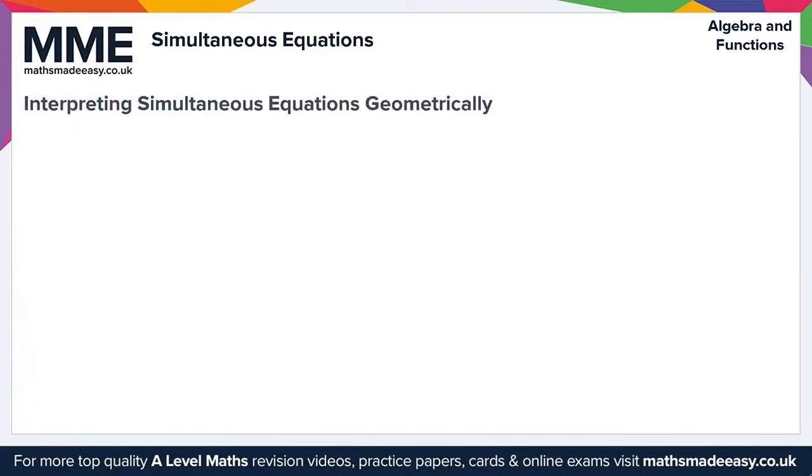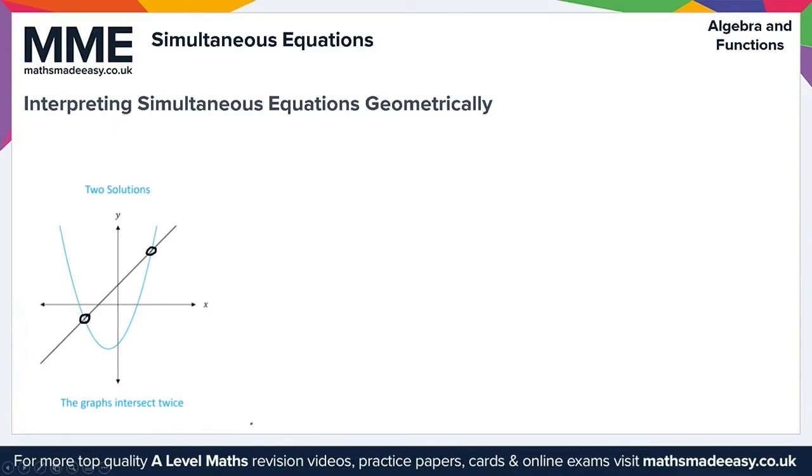And finally, we also need to be able to interpret simultaneous equations geometrically. So what do we mean by interpreting simultaneous equations geometrically? Well, for example, if we obtain two solutions once we've solved our simultaneous equation here, what that means is that the graphs intersect twice here. Okay, and like you can see, it intersects at this point here, and it intersects at this point here. So for example, one of the x and y values would correspond to, say, this point here, and the other x, y value would correspond to that point there. So that's what those solutions actually tell us. They tell us where the graphs intersect.